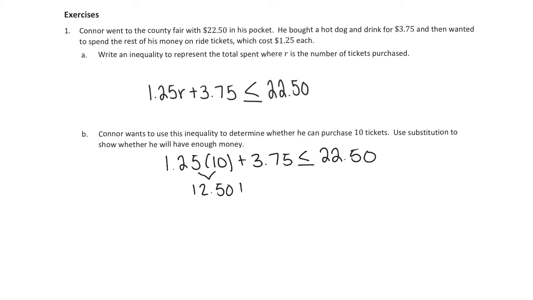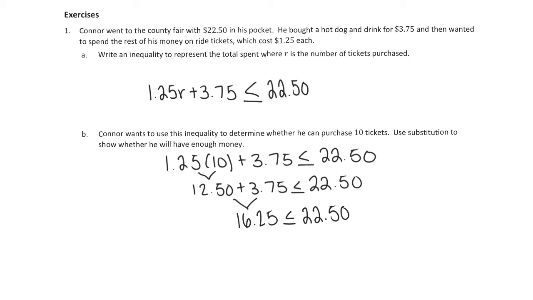So now we have 1250 plus 375 is less than or equal to 2250. Now let's go ahead and combine our values here. We have 1250 plus 375, and that is going to give us a total of 1625. So 1625 is less than or equal to 2250. Now, is this statement correct? Yeah, it is. So will he have enough money to purchase the 10 tickets? Yes. So this statement is true.